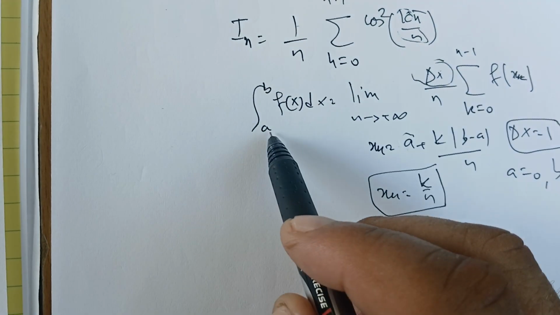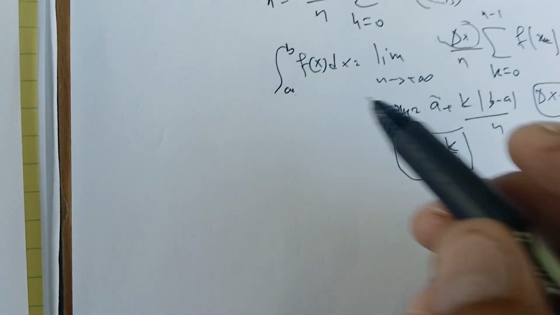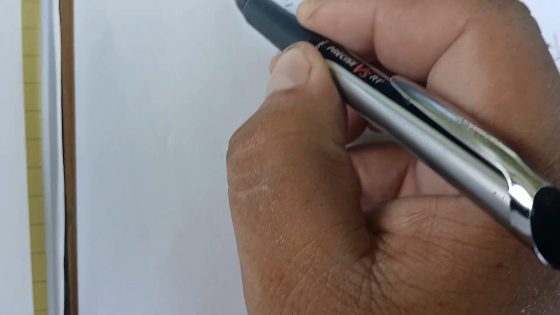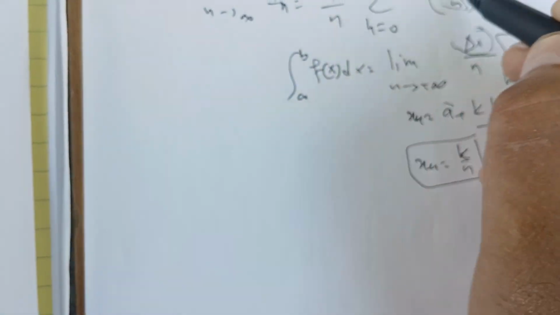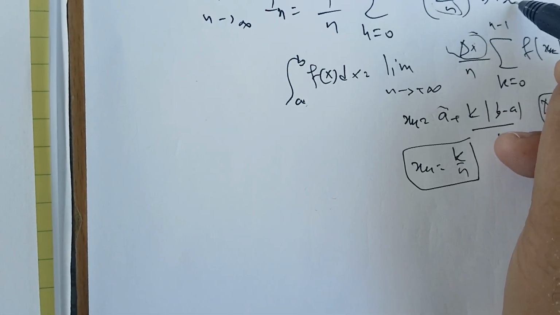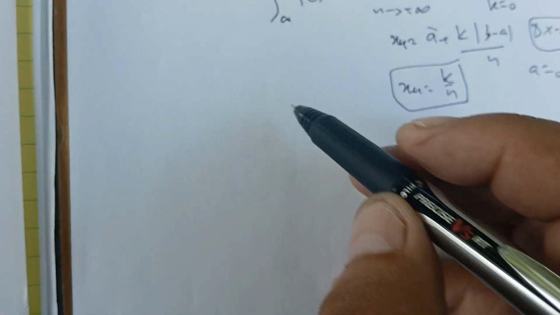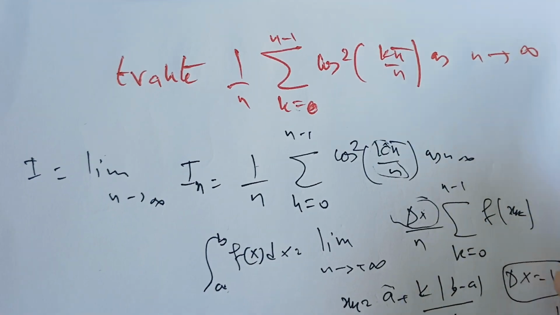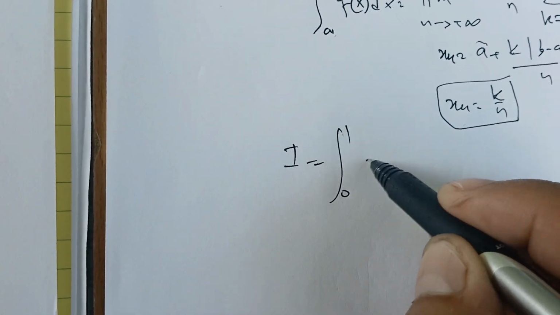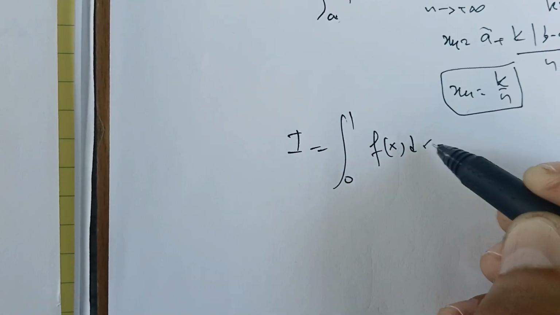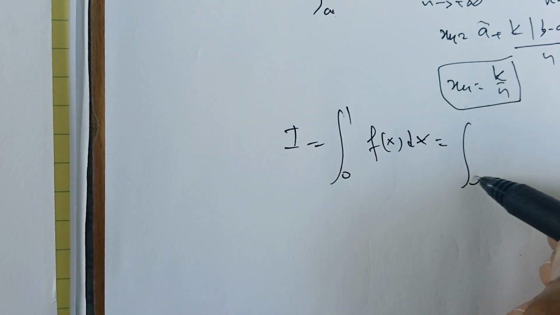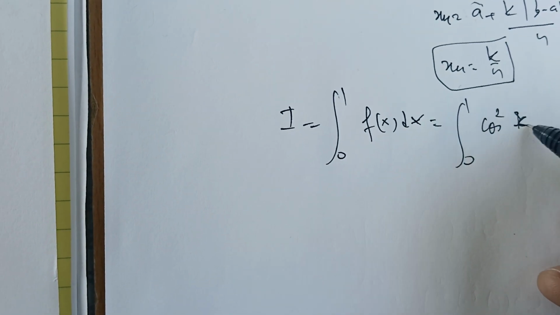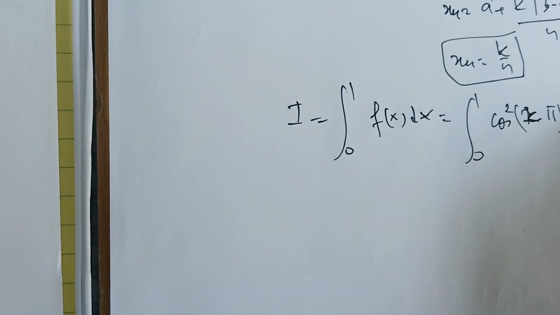And this means that our integral becomes, by letting the function be cosine squared and the bounds being 0 and 1, the limit as n goes to infinity, let's call it I. So I, this limit here as n goes to infinity, will become the integral between 0 and 1 of f of x dx. My f is the cosine squared of x pi dx.